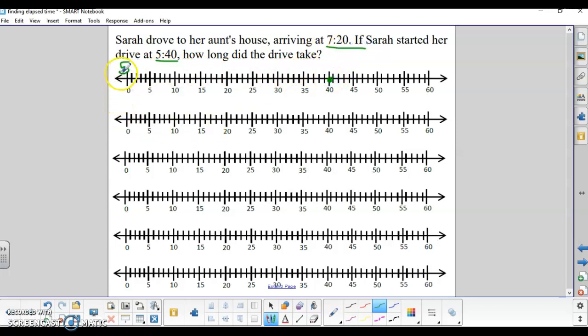So this one's a little bit of a tricky one. So we have 5 o'clock, 6 o'clock, 7 o'clock. So we have 7:20. So boys and girls, you're going to hit pause and you're going to try this on your own. Before you hit pause, let's think about this. Can we go all the way down to here? Or are we going to need to stop and then count minutes? So go ahead and hit pause and then try and solve on your own.